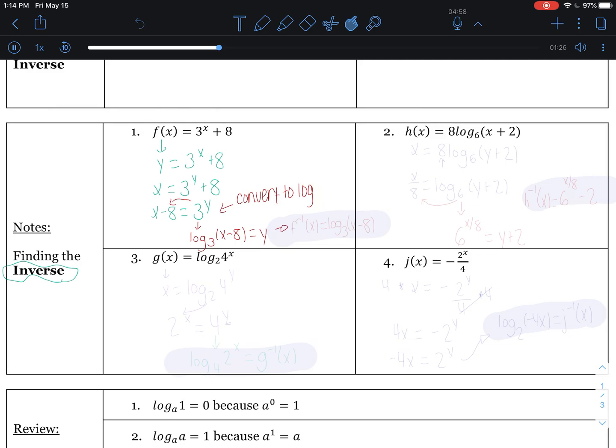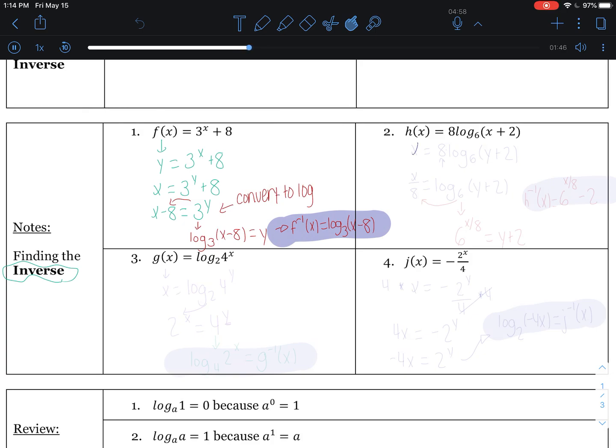Okay, and then finally, we want f inverse of x. That would be the correct notation. f inverse of x is equal to log base 3 of x minus 8. And that's our final answer. Okay, we're going to do this a couple more times.